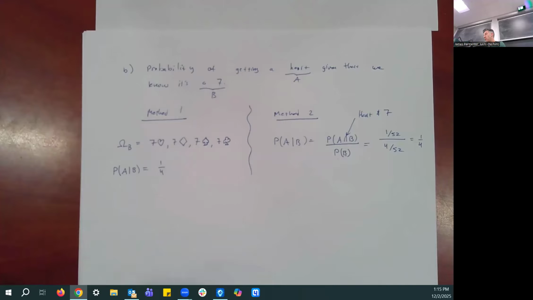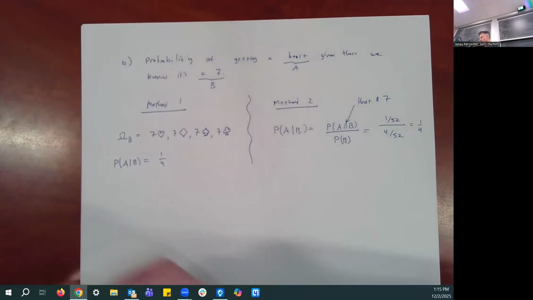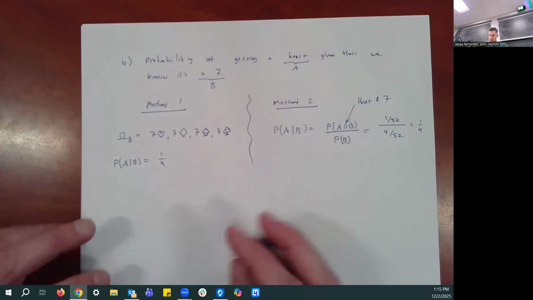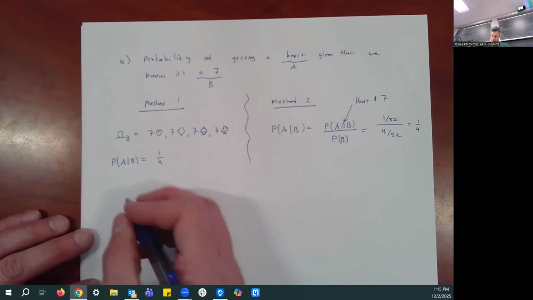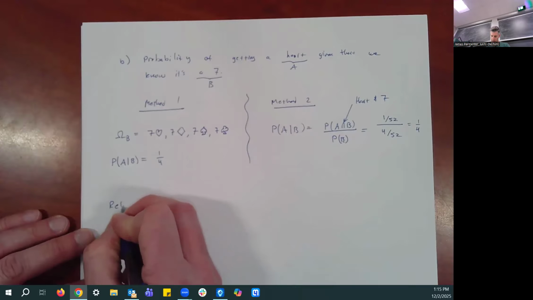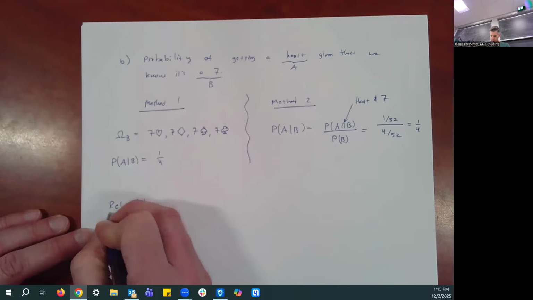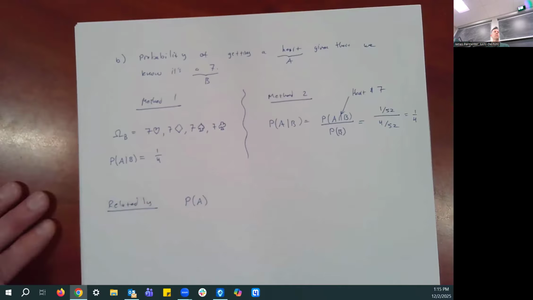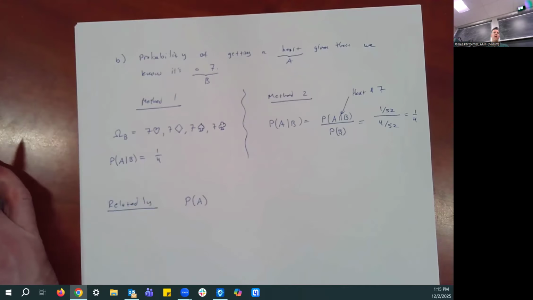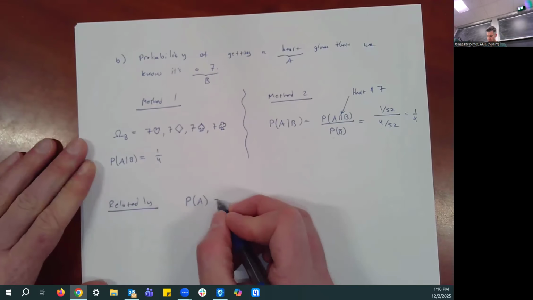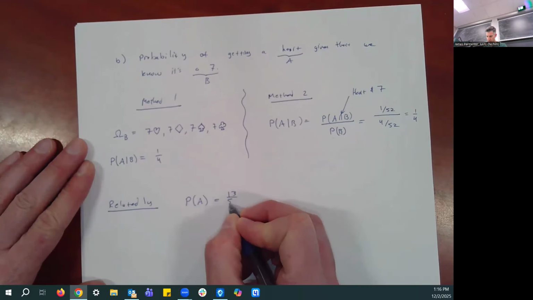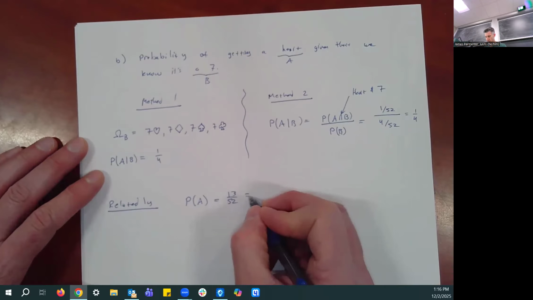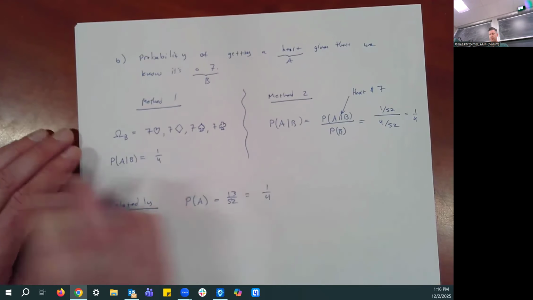So what I want to point out here is the following. Let me ask you a different question that's related. Relatedly, what's the probability of getting a heart in a deck of cards? If I pick a random card, the probability that it's a heart is 13 out of 52, which is 1 out of 4.